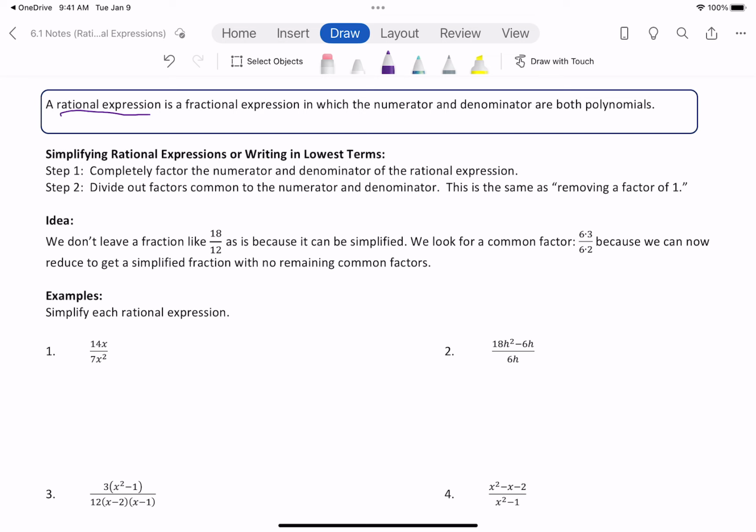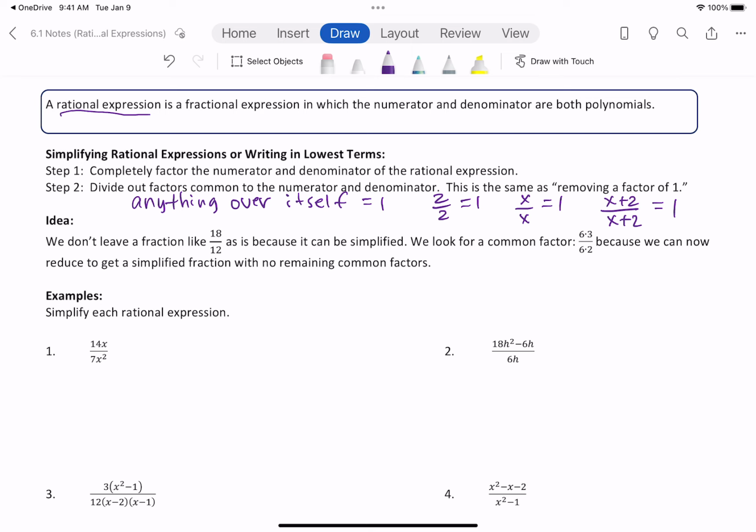So basically remember that anything over itself is equal to 1. So that goes for things like 2 over 2 equals 1, x over x equals 1. Same thing if we have x plus 2 over x plus 2. As long as we have the exact same thing in the numerator and the denominator, then it equals 1.